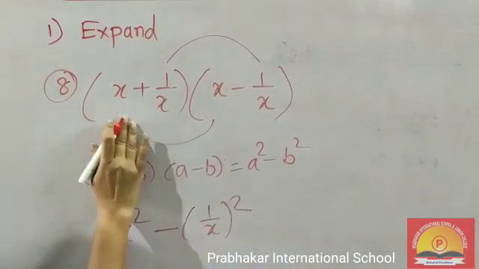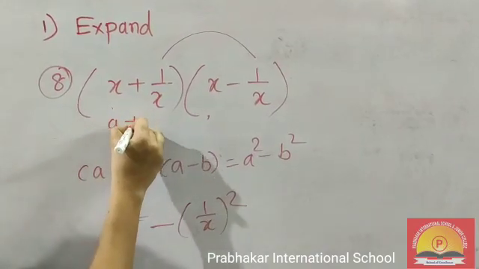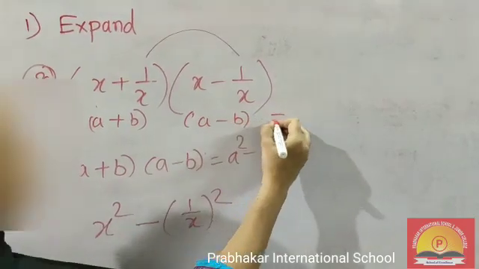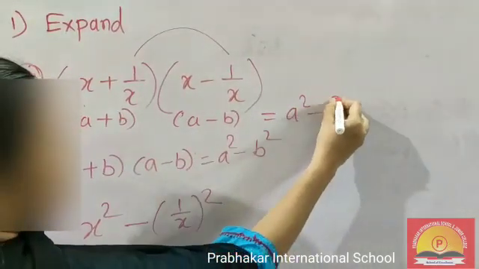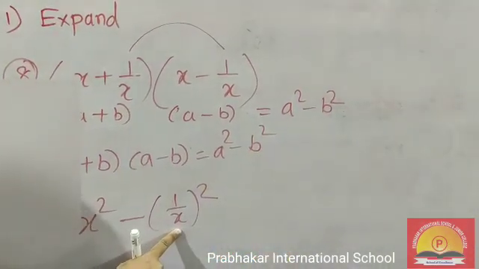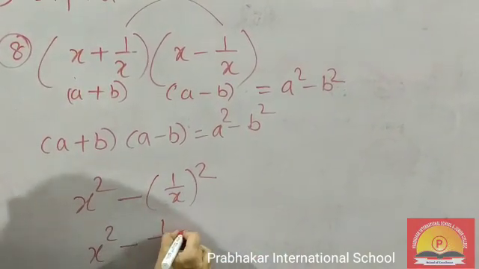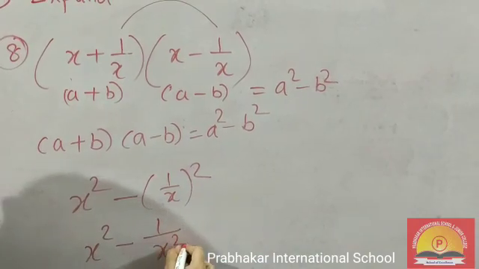Which formula are we applying? I will write here. It is the formula a plus b, a minus b. The answer will come a square minus b square, means square of the second term. So x square minus square of 1 is 1 only, and x square. So this is your answer.